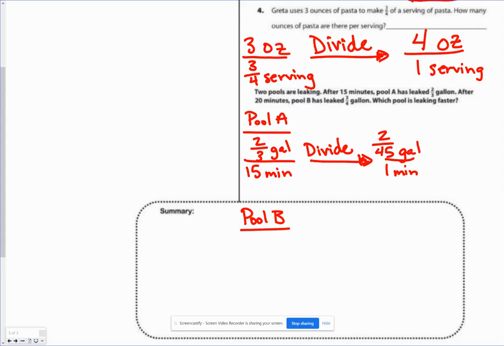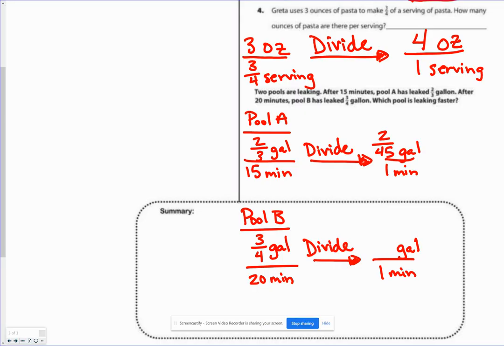Pool B says that we have leaked 3/4 of a gallon per 20 minutes. Okay, well, we have to convert that to be a unit rate, which means we want gallons per, we need a 1 on the bottom, per 1 minute. How do we do that? We divide 3/4 divided by 20. Do that on your calculator. You should get 3/80. Not a nice number either, like the last one.